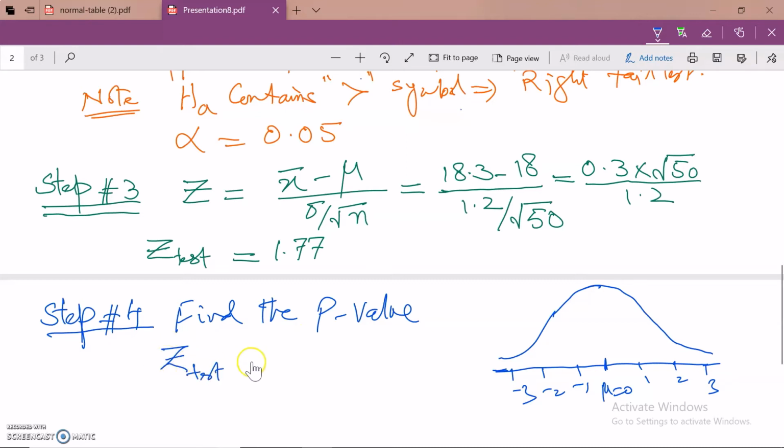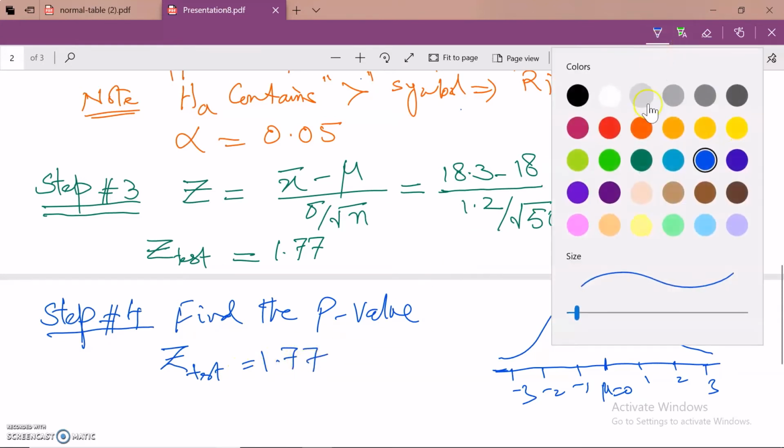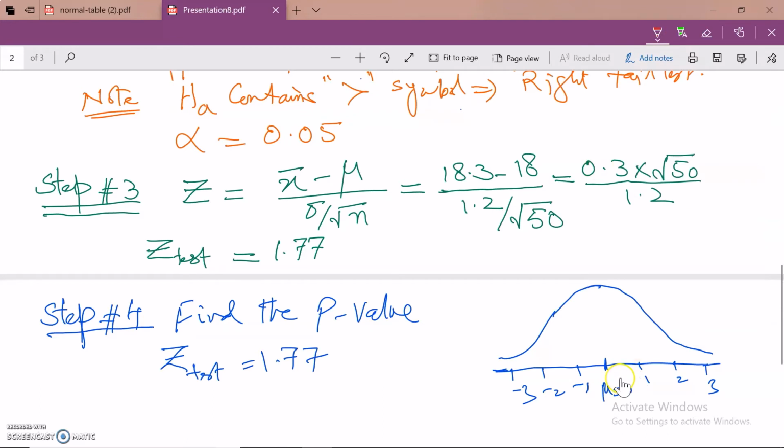Now locate the value of the test statistic. Z test statistic is equal to 1.77. Let's locate this value in this normal curve. So 1.77 will be somewhere here. This is 1.77. Once you have located this value, you build a wall like this, and in this situation, the p-value is the area to the right of the test statistic.